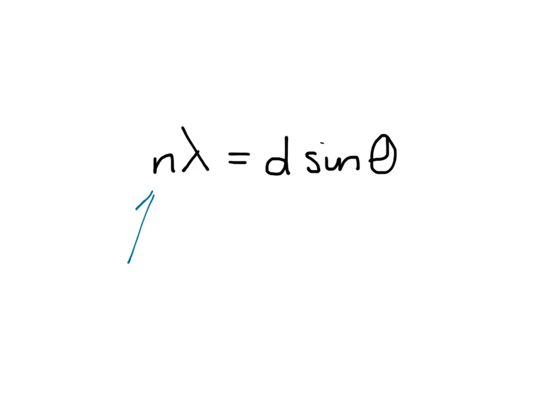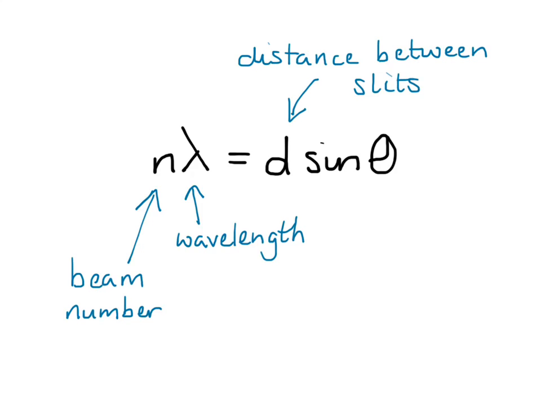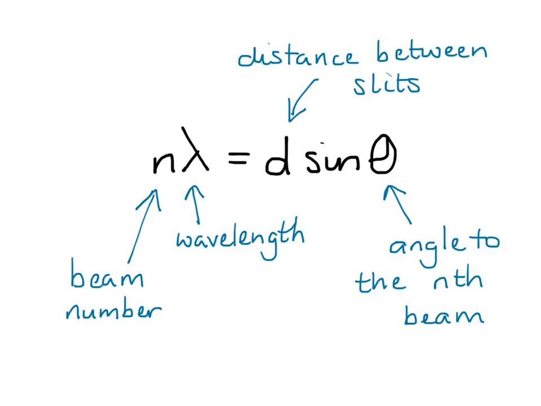So just to recap, n stands for the beam number, the order of the fringe, starting with 0 in the middle. Lambda is the wavelength of the light we're using. d is the distance between 2 slits. So if typically you're given the slits per millimetre, you need to convert it into millimetres per slit, that's d. And theta is the angle to the nth beam. Okay.